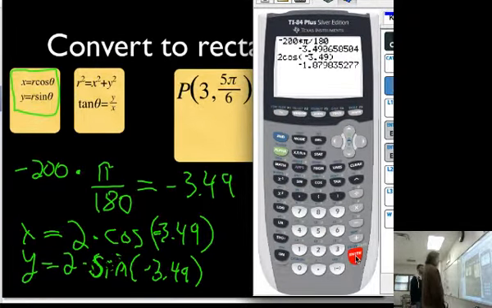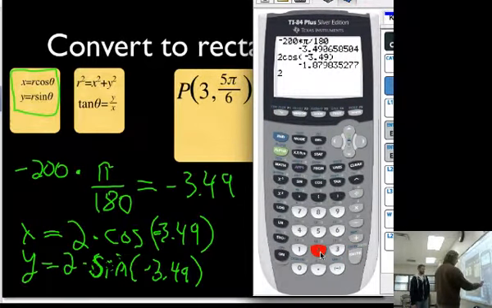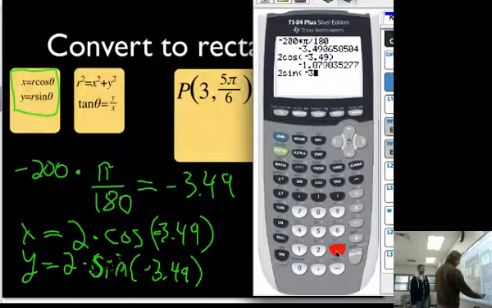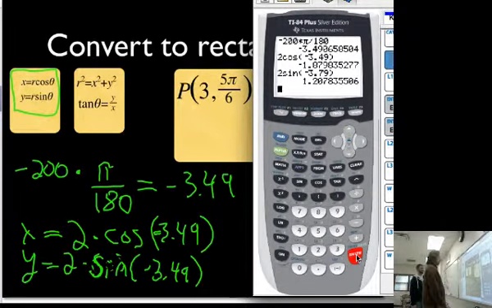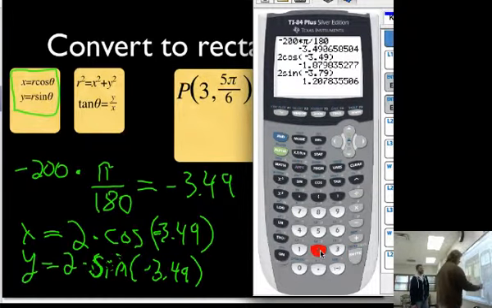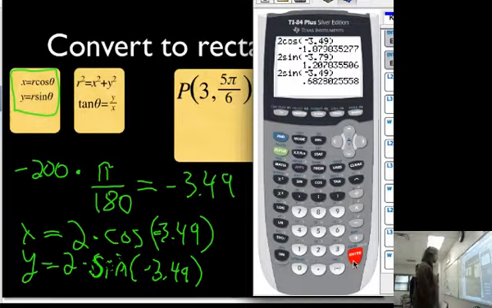All right, was that x? Yep. All right, and we'll go 2 times the sine of negative 3.49. That was the second. Pretty close. 2 times the sine of negative 3.49. Bingo.